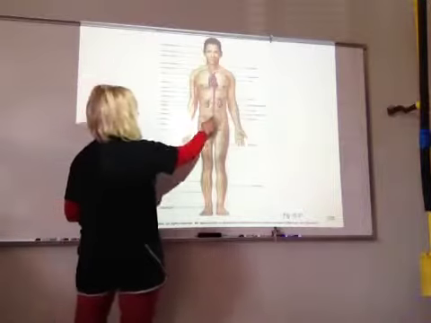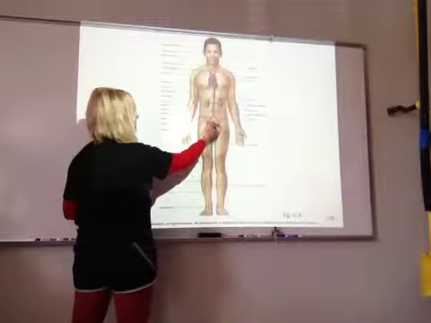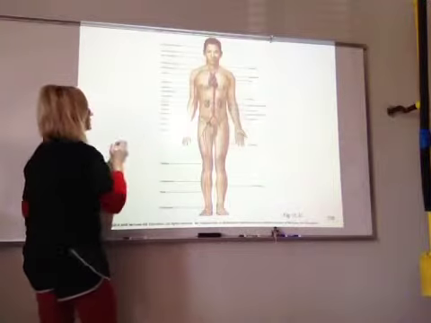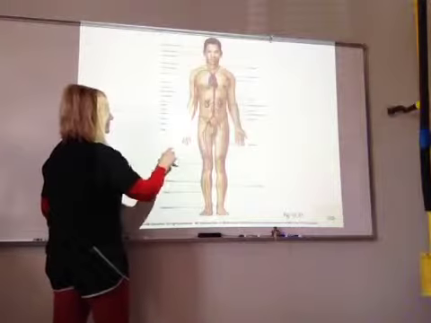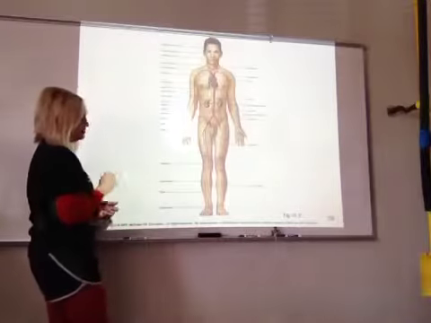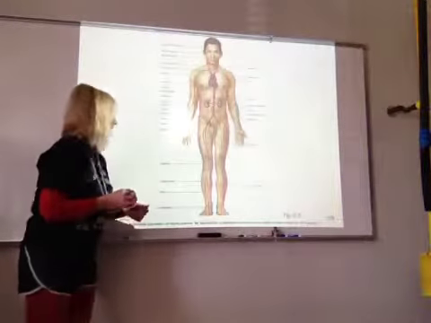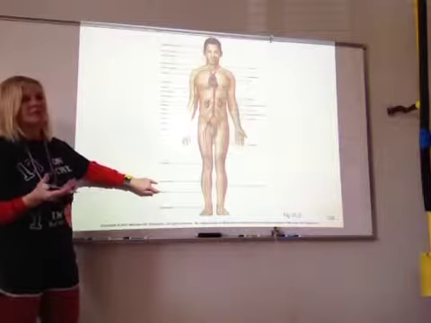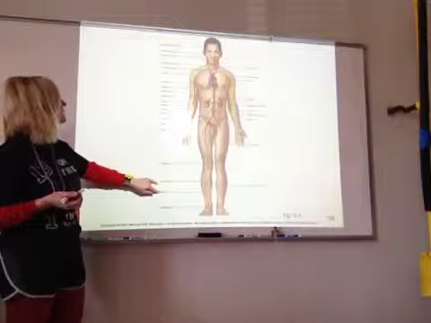Common iliac is going to branch off. It's going to then form external and internal iliac. And then my femoral artery is going to run down pretty much the length of my leg. Tibial, tibial is by your tibia, but quite honestly, I don't think I have that one on there.